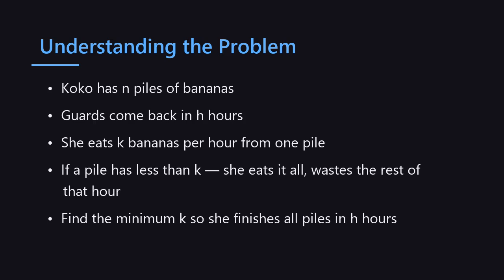Koko has some piles of bananas. The guards are gone for H hours. Every hour, she picks one pile and eats K bananas from it. If the pile has fewer than K bananas, she finishes the pile but wastes the remaining time that hour. We need to find the minimum eating speed K such that she can finish all piles within H hours.